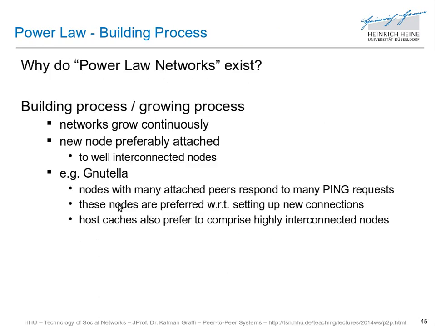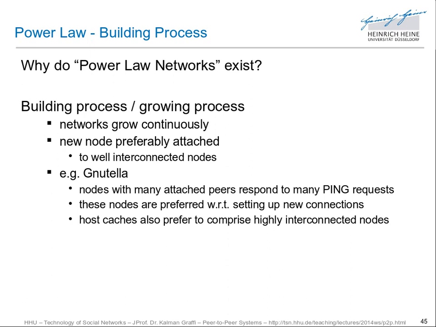Okay, this is the last slide for today. Why do power law networks exist? This is because new persons want to connect to existing social circles in the real world. And in peer-to-peer networks, the networks grow continuously, and new nodes are preferably attached to well interconnected nodes.